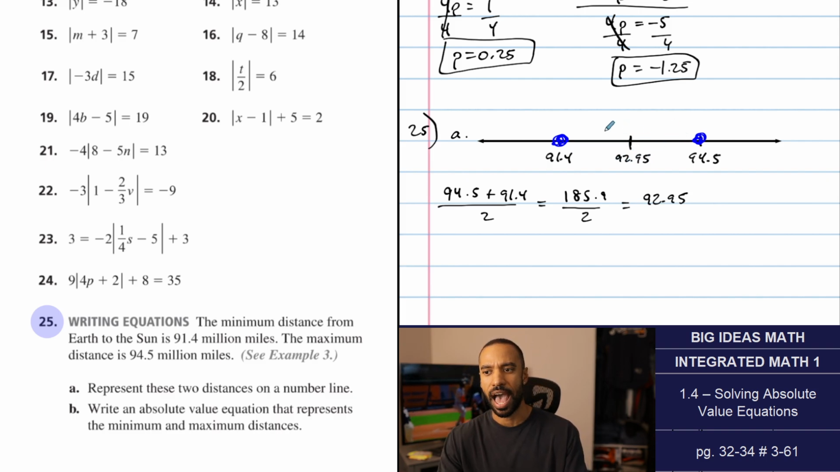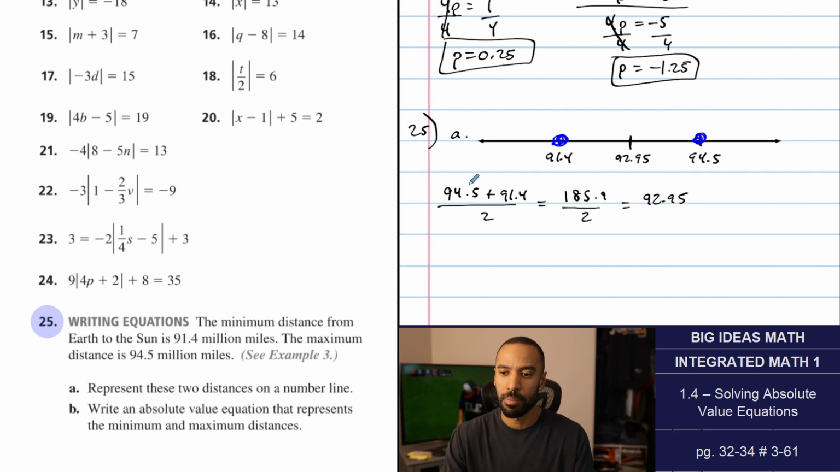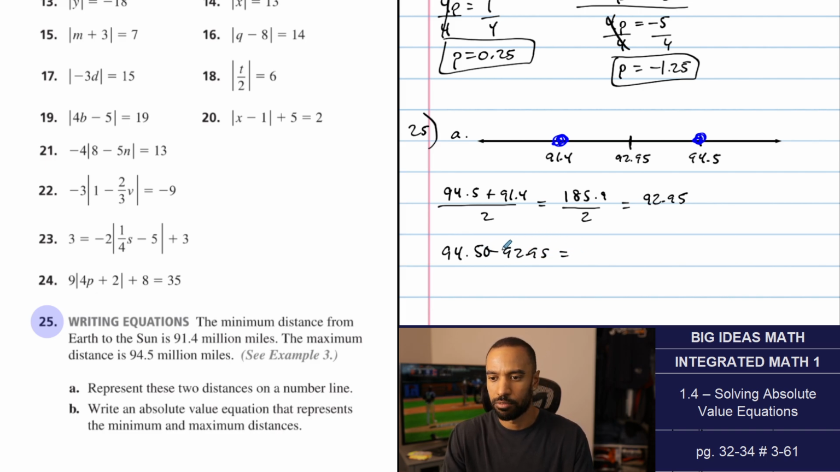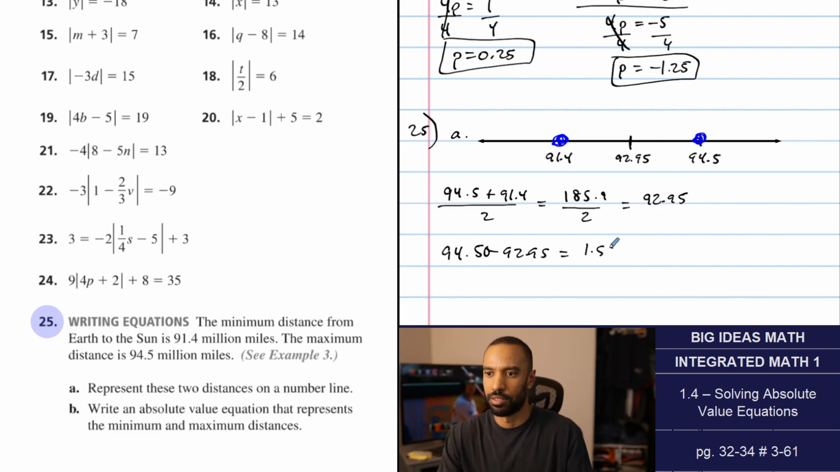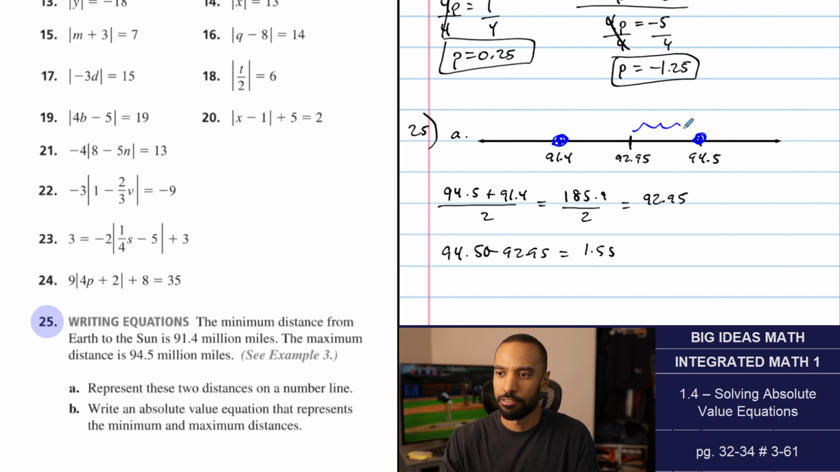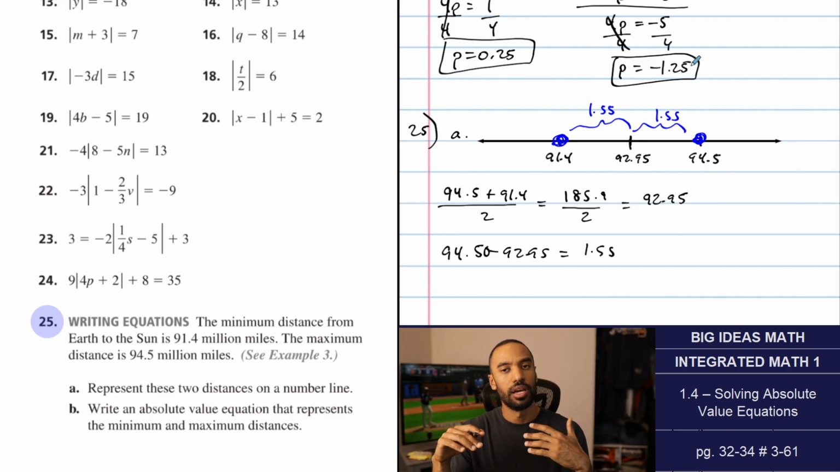And from here, we're going to add and subtract the same amount. What is that amount? You can either do 94.5 minus 92.95 or 91.4 minus 92.95. And the absolute value of that number gives you what we're looking for. 94.5 minus 92.95 equals 1.55? Is that right? I think it's 1.55. So 1.55 is what we add and subtract from here. That's how far away it is from either of these numbers. Remember, these are millions of miles.